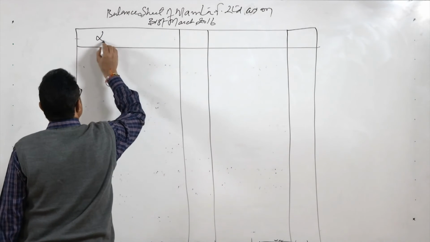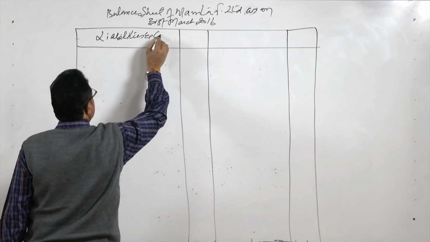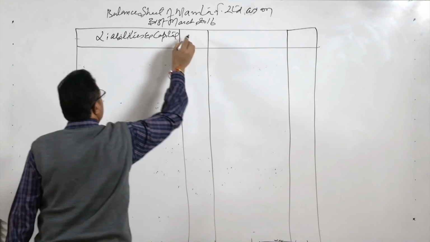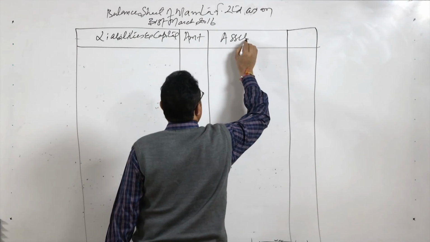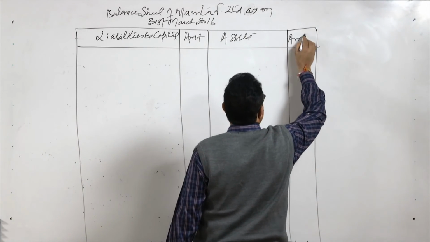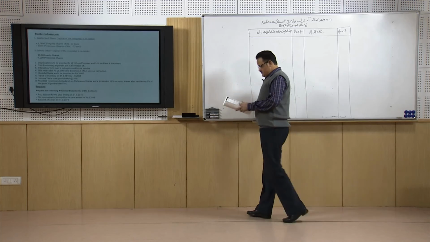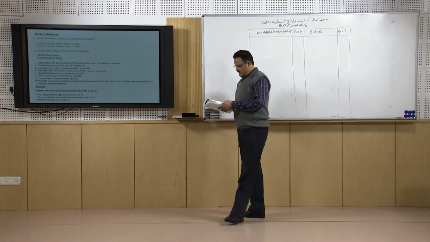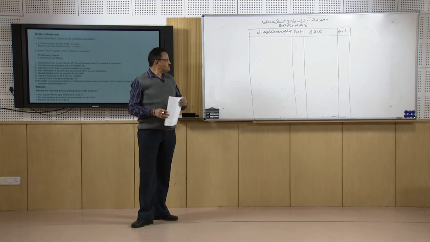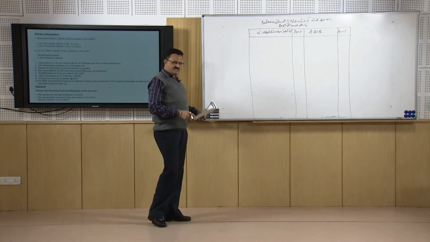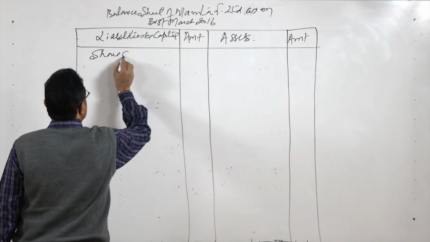Again, liabilities and capital, and it is amount, it is assets, and it is amount. So we have been given almost all the items here very clearly. So we will be taking those items, and first we will take the share capital.